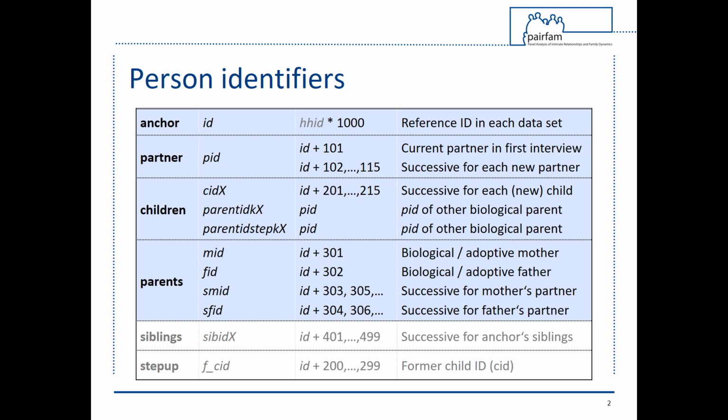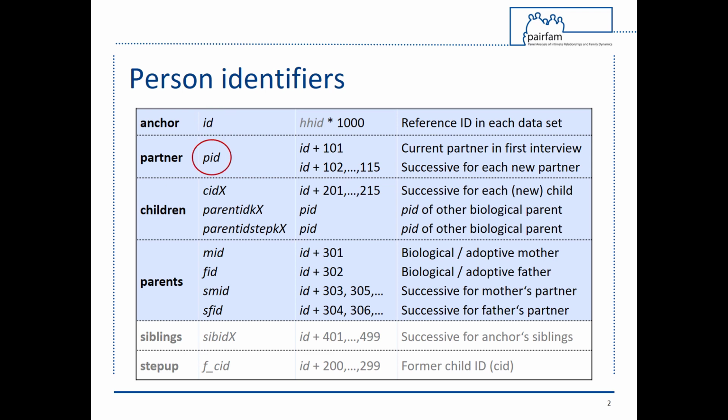The variable HHID is the 3 to 6-digit household number assigned by Kantar Public to identify anchor respondents in each wave. The variable ID was then generated by multiplying HHID by 1000 and serves as the reference identifier for anchor respondents. This variable can be found in every dataset, so that users can easily match anchor data to alternate data.